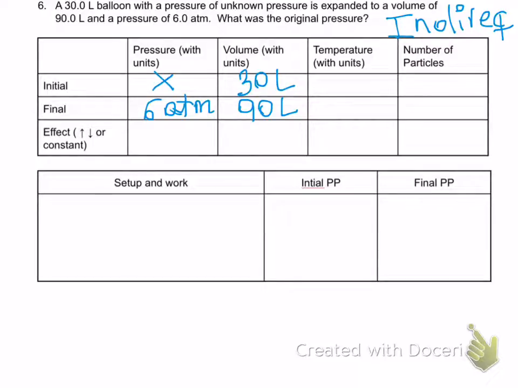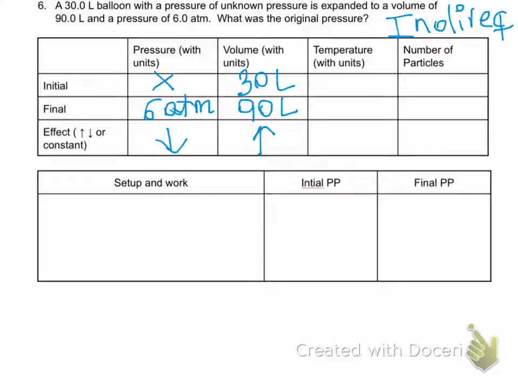Okay, so indirect relationship means that the variables basically behave in the opposite manner of each other. So that means that if the volume went up in this case, the pressure has to go down. And what that means is that the original initial pressure, the one that we're looking for, has to be higher than the final pressure of 6 atmospheres. So let's see how that's going to work when we're doing the math.